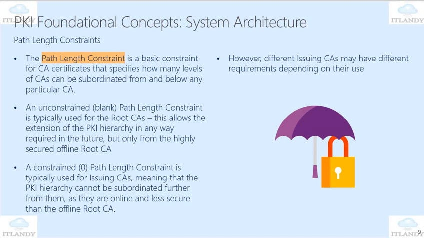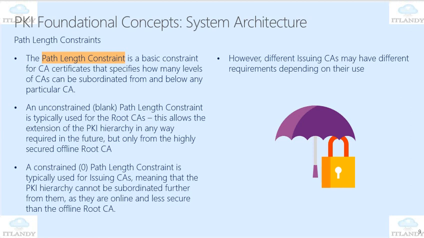And a blank path length constraint is typically used for the root CA. This allows the extension of the PKI in any way required in the future, but only from the highly secured offline CA. You can utilize zero path length, typically for the issuing CA, meaning that the PKI hierarchy cannot be subordinated further from them. You see what I mean? So if you think about it, for the top CA, if you put a path length of zero, you can just have it underneath, but you cannot branch out from it, if that makes sense to you.